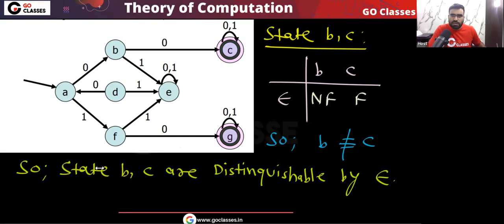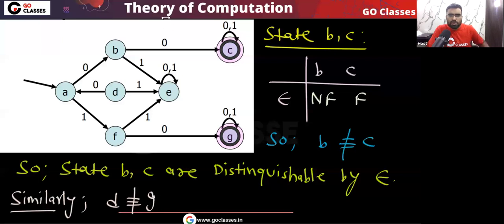Now, can you notice one point, what about state D comma G? Tell me. Similarly, what about state D comma G? See, state D is also not equivalent to G. Why? What is the reason? They are distinguishable by empty string. Yes or no? They are also distinguishable by empty string because you can see on empty string, this is going to non-final, this is going to final. So state D comma G are also distinguishable by empty string.